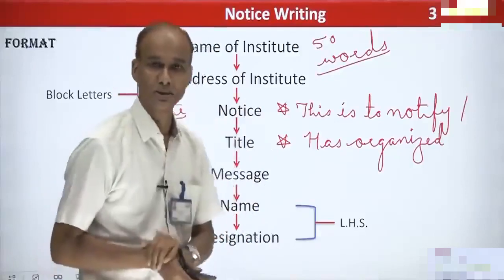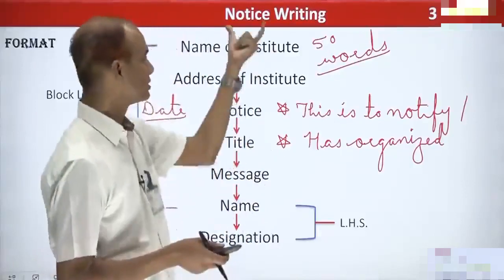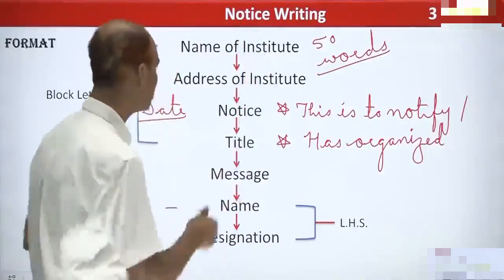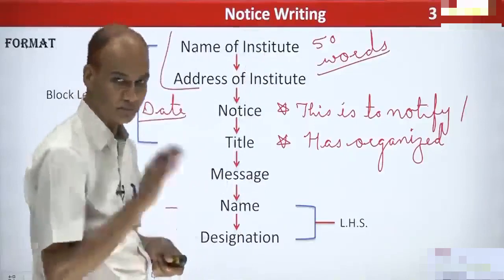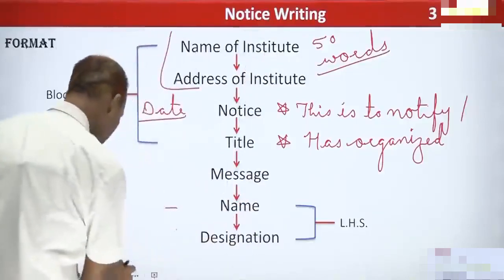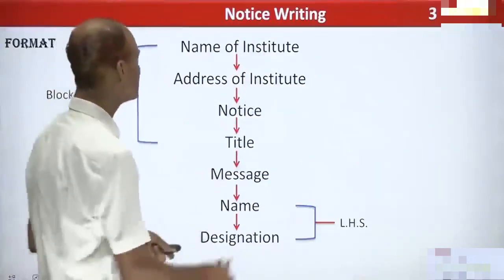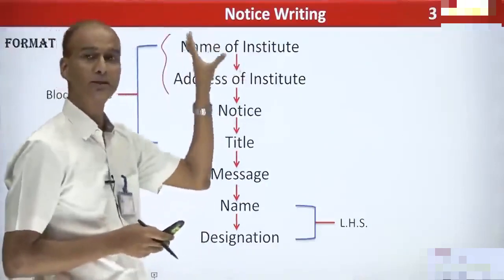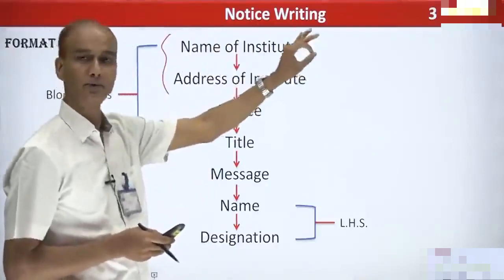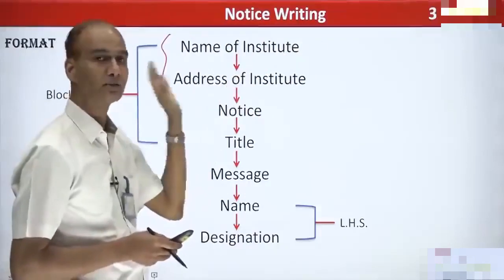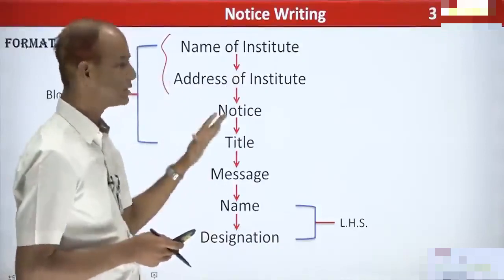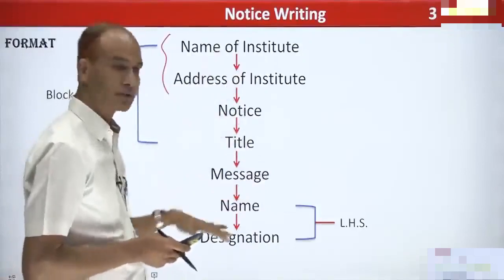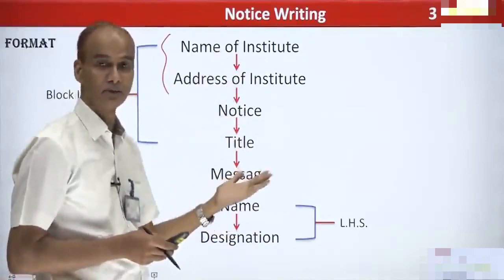And in such notices, what do we do? At the top we simply write the word notice, because you don't have these two things there. You don't have any institute, so you don't have to write the name of the institute. You simply begin with notice. Then in the next line you write the date, then in the next line the title and then the message. This is what we do in that kind of notice.